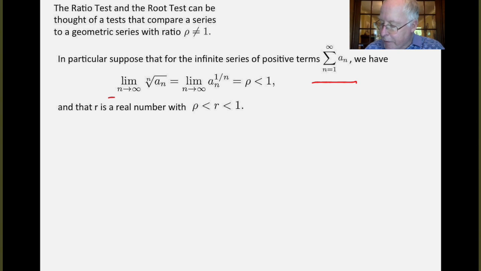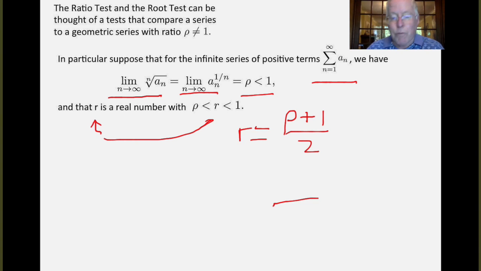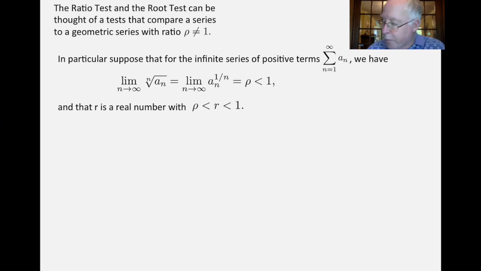We look at the limit of the nth root of a sub n, or a sub n to the 1 over n, and get rho less than 1. So why does that imply convergence? Well, if rho is less than 1, then we can find a number r that is between rho and 1. For example, r could be (rho plus 1) divided by 2. Something between rho and 1.